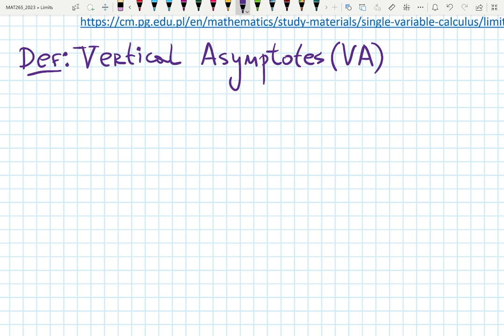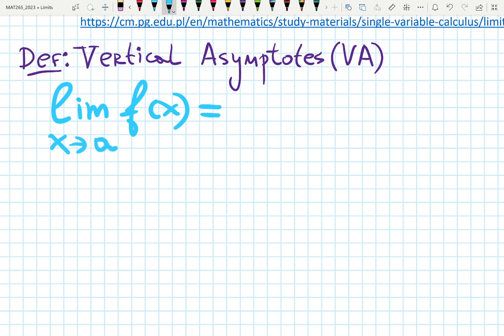So let's write it down. We have the limit. The definition is: f of x gives you, this is an interesting thing, x approaches a number. Let's go with a. From the left, from the right, whatever. But the output is infinity, plus or minus infinity. That's the cool thing. So that's why it's unusual.